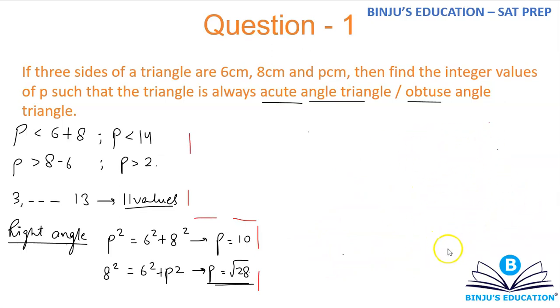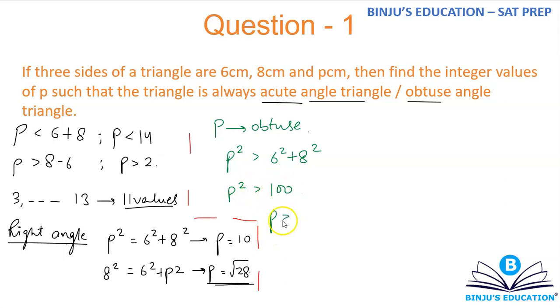So again, we're going to take two cases. One is when p is obtuse, second is when 8 is obtuse. So if p is obtuse, then p square has to be greater than 6 square plus 8 square, which means p square should be greater than 100, which means p should be greater than 10. Now p is greater than 10, and at the same time I know that p has to be less than 14. This is the general conclusion for any type of triangle, which means the values that p can take are 11, 12, and 13.